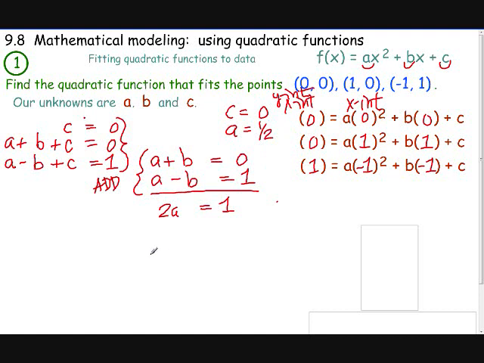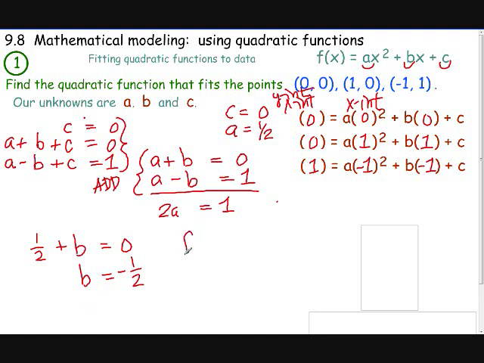I'm not very far from figuring out what b is. I'm going to go to this second equation. A, which is 1/2, plus b, which I do not know, plus c, which is 0, equals 0. Let's subtract 1/2 from both sides. So my b is negative 1/2. This is wonderful. I now know what my function is.